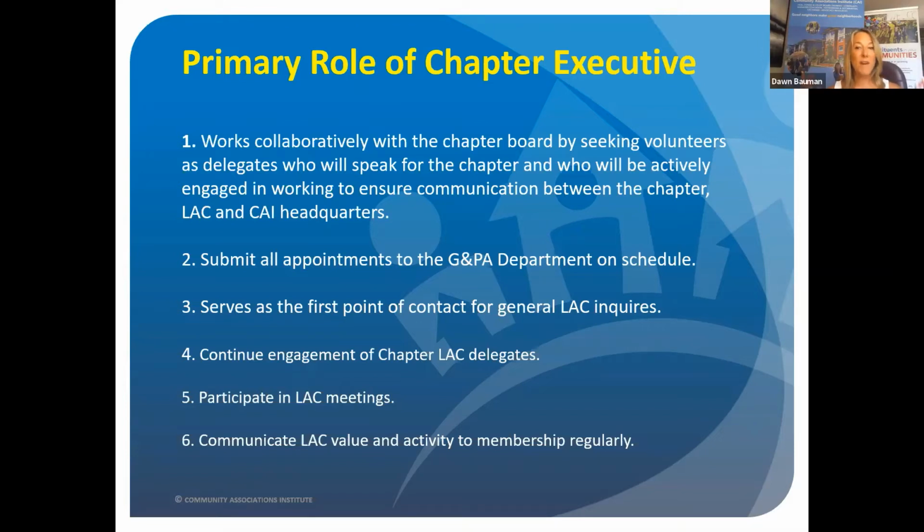That means this month is your month, right? This month or early next month, when you have your board meeting, you should be approving a slate of delegates. And then, of course, your role as chapter execs and board presidents is to keep engaged with the Legislative Action Committee. I would suggest that you have a standing agenda item on your board meeting agenda that requires or allows for a report from one or more of your chapter delegates who serve on the Legislative Action Committee. So you know what's going on.